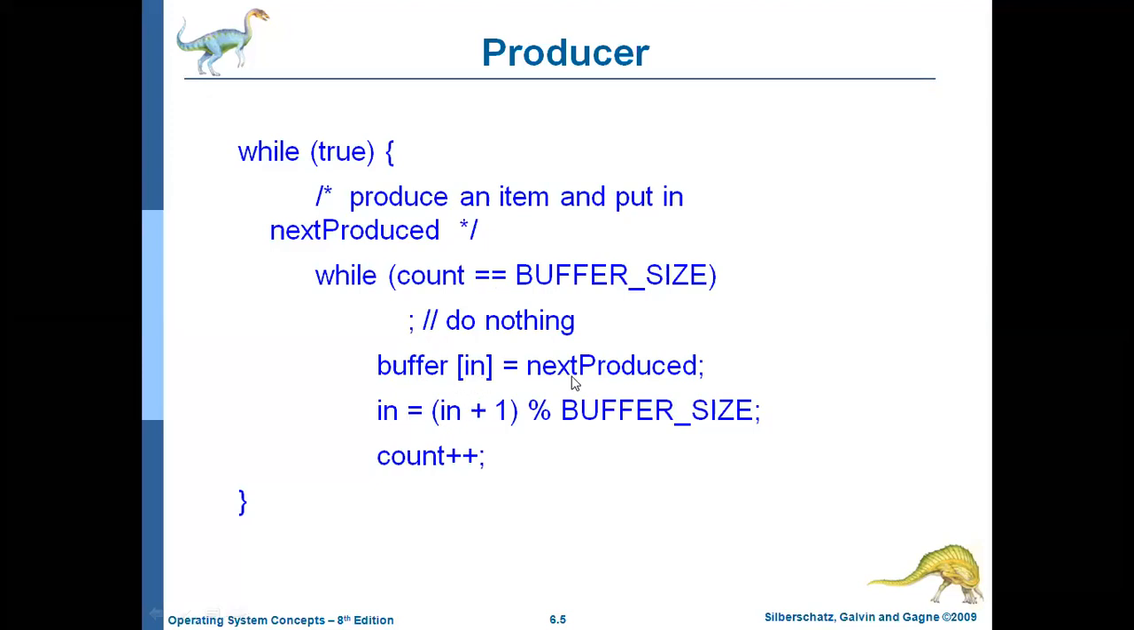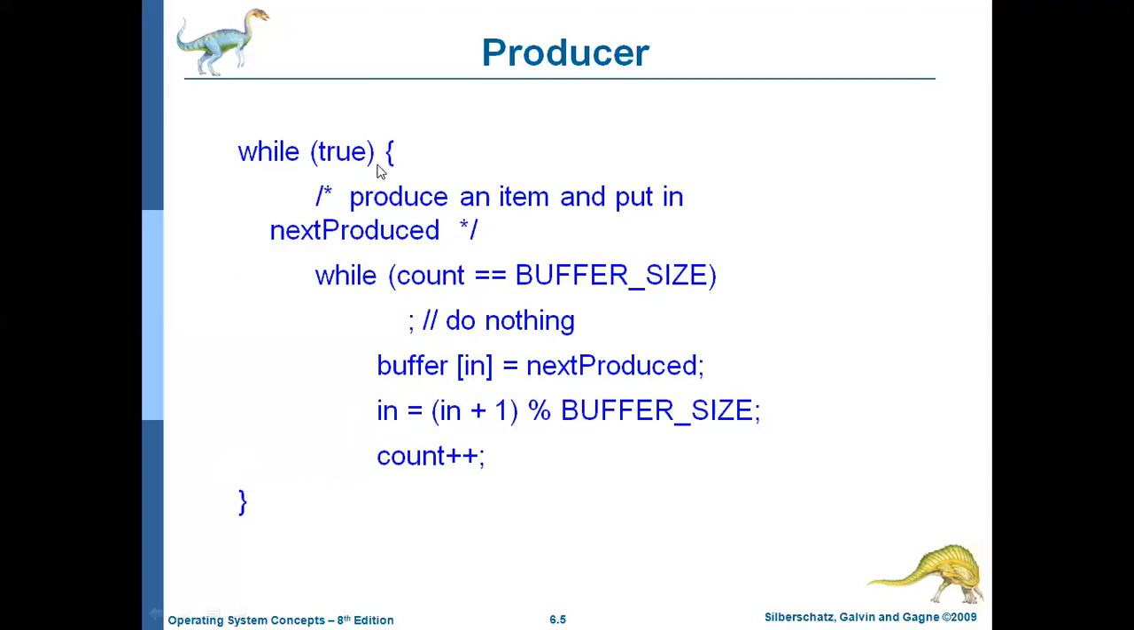So buffer of in equal to next produced. That means buffer of 1 equal to next produced. And then what is the value of in? 1. So 1 plus 1. That means 2 modulo division 5. 2 modulo division 5 means 2. Now the value of in is 2 and the count is also incremented by 1. Earlier it was 1 and now it is 2. So the end of second iteration, the value of in is 2 and the value of count is 2. Okay, again you move to the next.